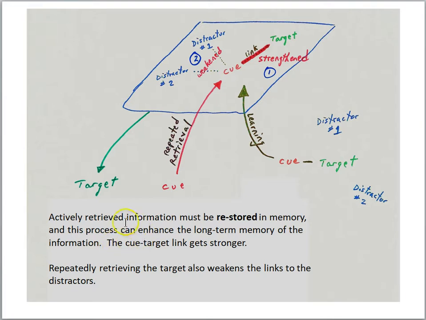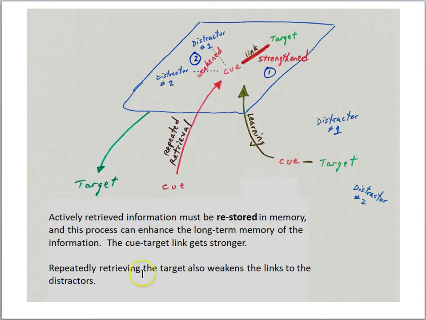Now, what's going on here? Well, one hypothesis is that actively retrieved information must be restored in memory. So these are biological processes that are occurring in the brain. When we retrieve information, that information then gets restored. It goes through processing to restore the information, and this process can enhance the long-term memory of the information. The cue-target link gets stronger. So if we do this repeatedly, if we use cues to repeatedly activate the target, then that link gets stronger and stronger with each repetition of the retrieval practice.